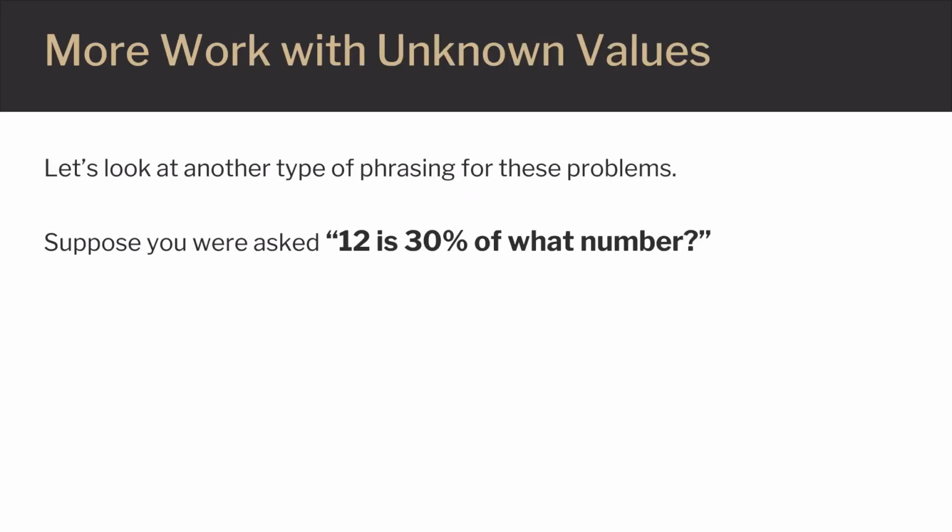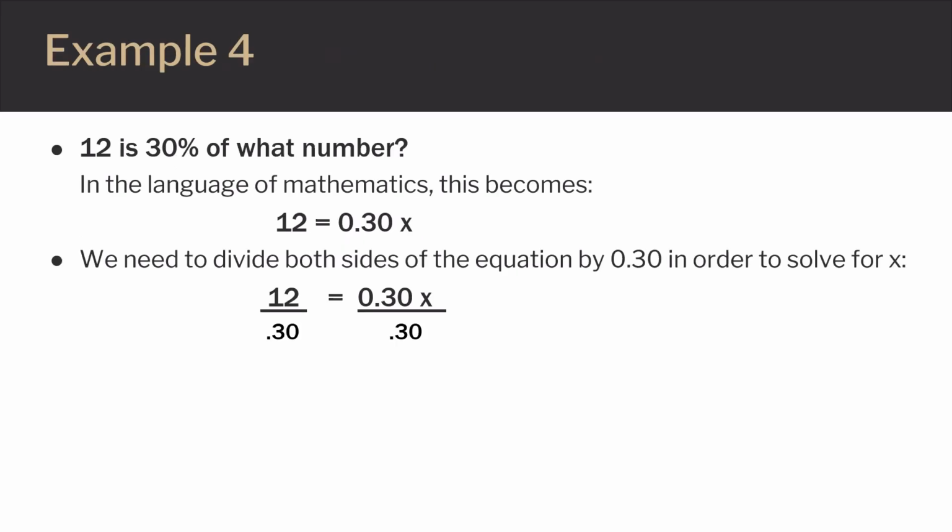Let's look at another type of phrasing for these problems. Suppose you were asked, 12 is 30% of what number? In the language of mathematics, this becomes 12 equals 0.3 times x. We know that we will have to divide both sides of the equation by 0.3 in order to solve for x. When we do this, the 0.3's cancel on the right side, so we're just left with x.